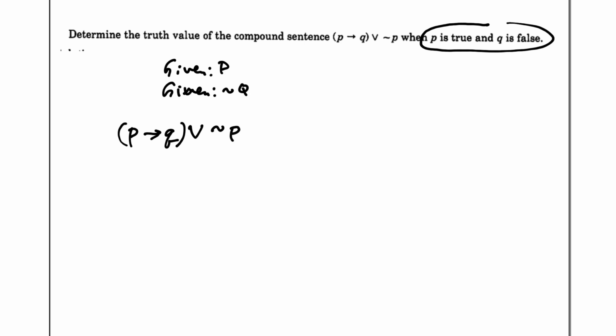And the way you can do this, I think the easiest way, is just to change the P's and Q's into T's and F's. So since P is true, this P can be a T, and since Q is false, that Q can turn into an F. And since P is true, not P is false. So it turns into this first. And now, kind of like order of operations, we do the parentheses first. So T implies F. That's the one case in the conditional that becomes false.